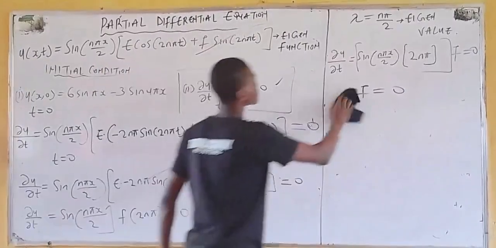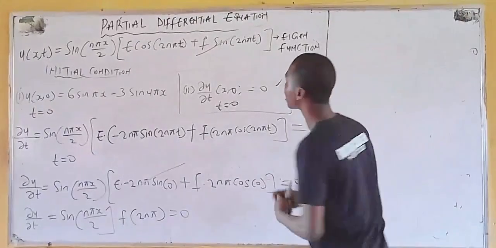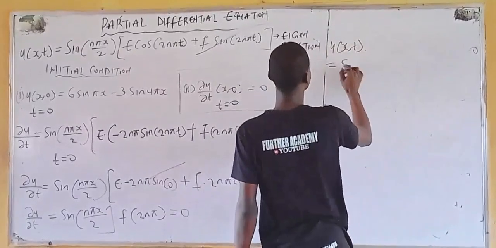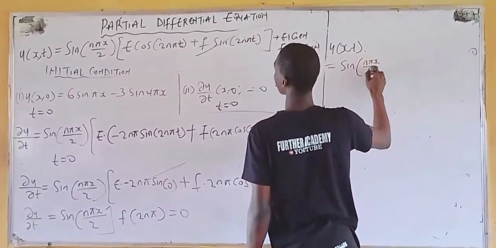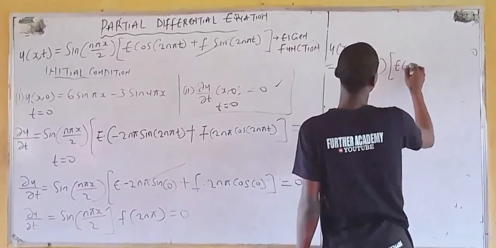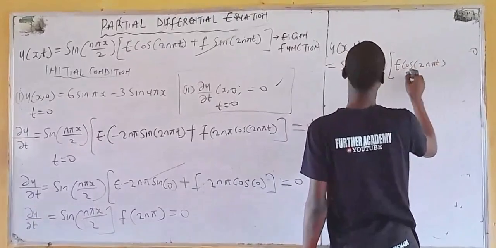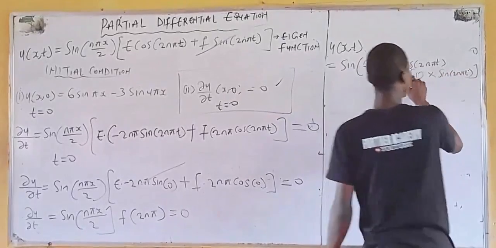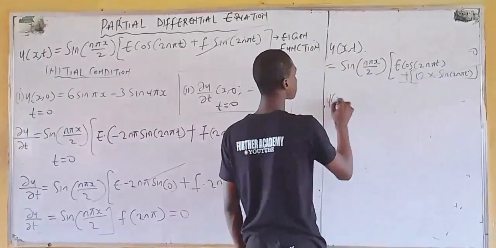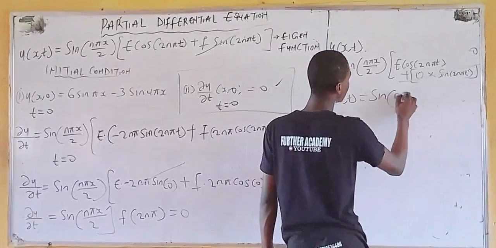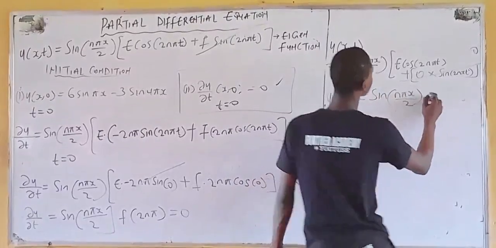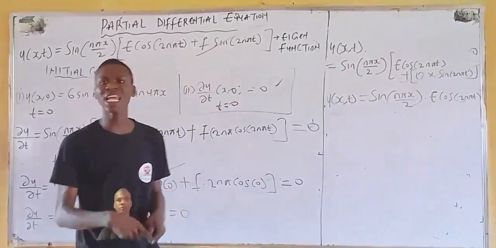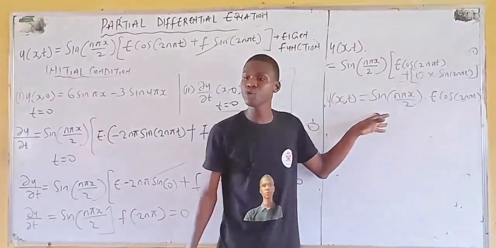So this is what I'm saying. By the time you substitute that, you have u(x,t) equals sin(m pi x over 2), times E cos(2m pi t), plus 0 times sin(2m pi t), and this will give us 0. So you are left with u as a function of x and t equating to sin(m pi x over 2) multiplying E cos(2m pi t). Meaning when I apply the first initial condition, I got my new wave equation to be this.